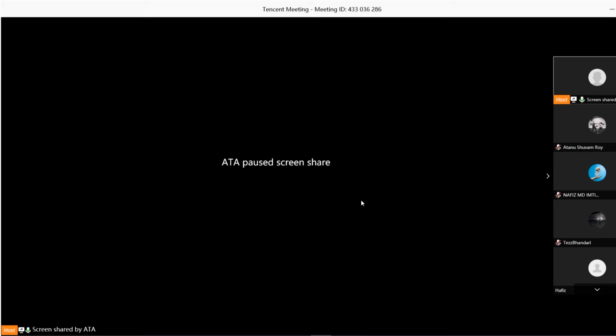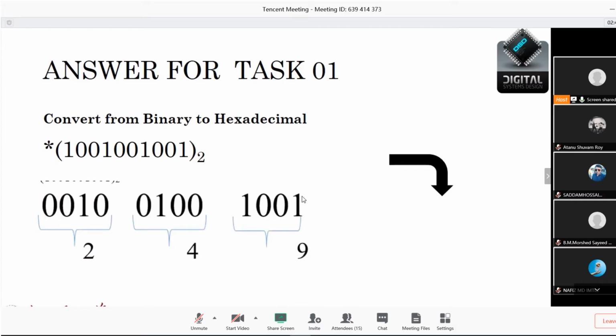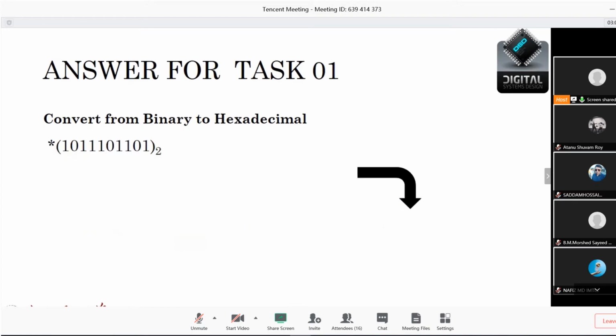Any problem? Okay, now you will see for this number we can select 4 digits because we are going for hexadecimal. We can convert 4 by 4 to decimal, and then it's something like binary to hexadecimal. Okay, let us do the next example.